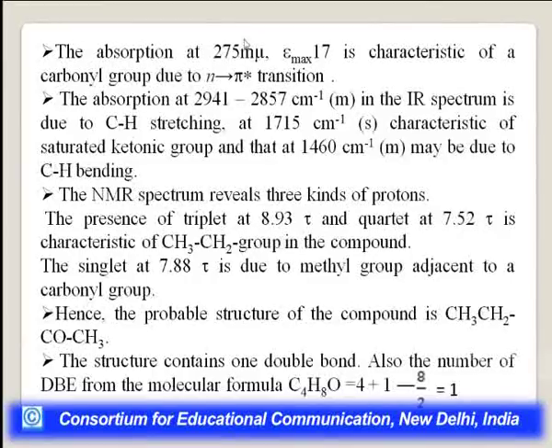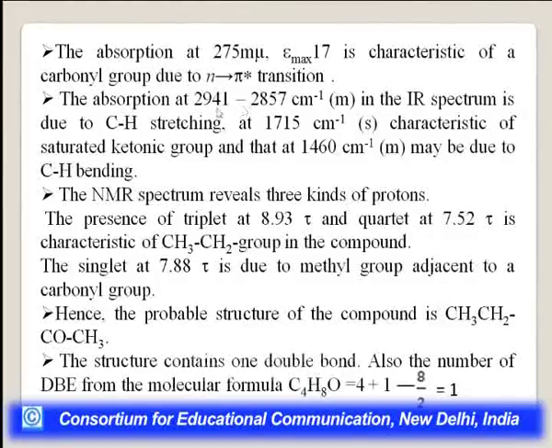The absorption at this value specifically immediately gives an idea that there should be a possibility of a carbonyl group. This is the value 275 millimicron, due to n to pi star transition. This transition arises due to the carbonyl group, when non-bonding electrons are also there on the oxygen atom. So this is an n to pi star transition.